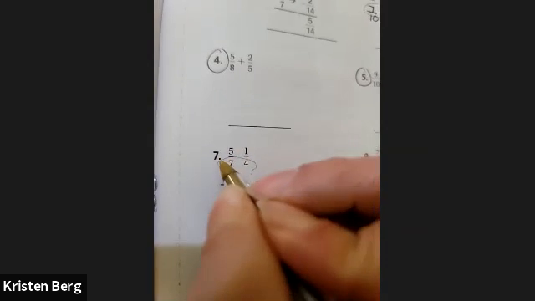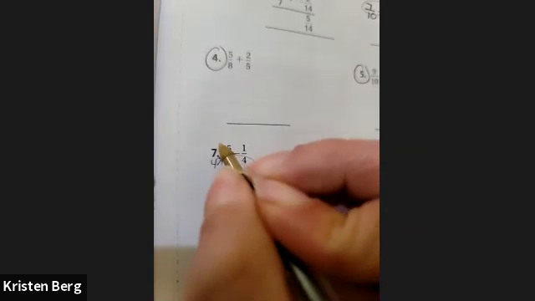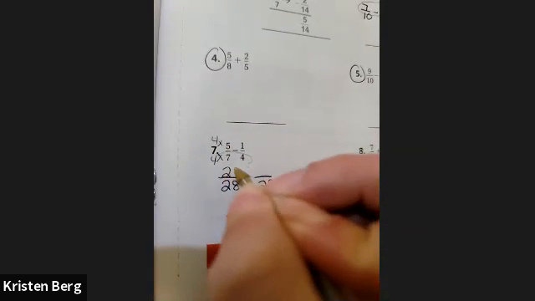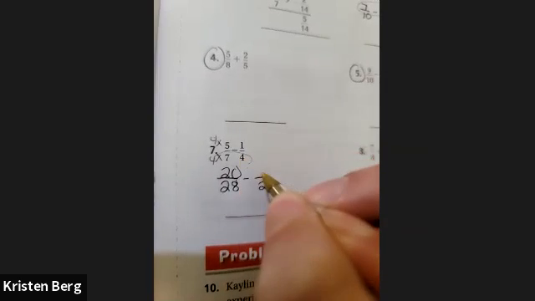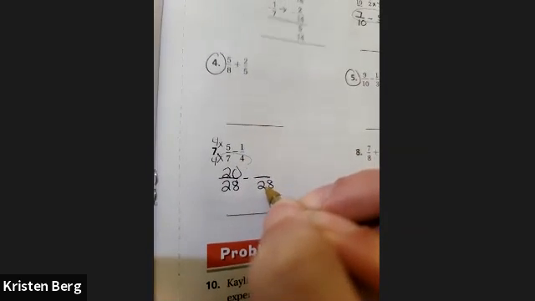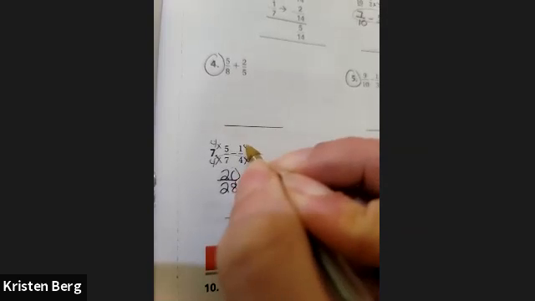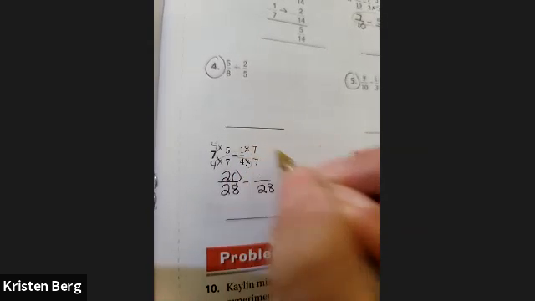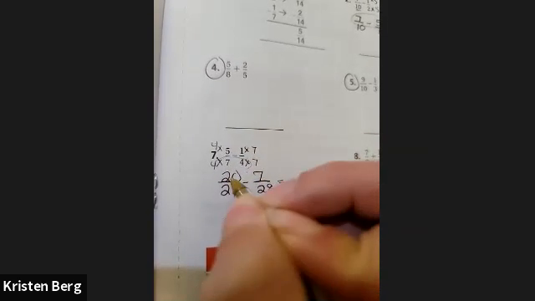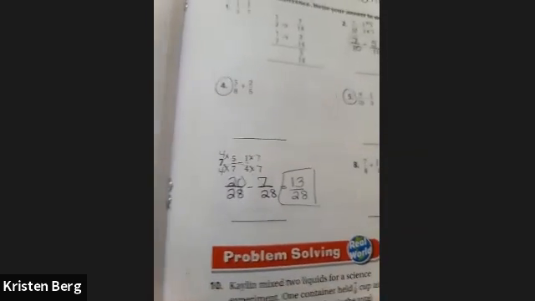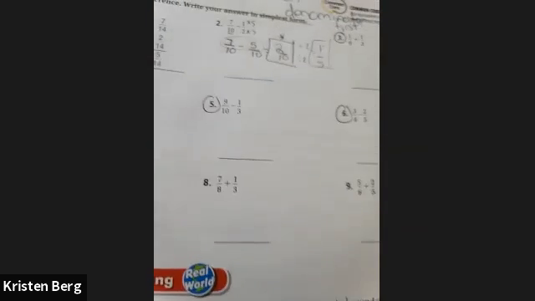7 times what will give you 28? You're timesing this one by 4, and this one by 4. So 5 times 4 is 20. And then here, what do you do to a 4 to get it to 28? You times it by 7, so you times this one by 7. 7 times 1 is 7. 20 minus 7 is 13 over 28. And that is your answer for that one.